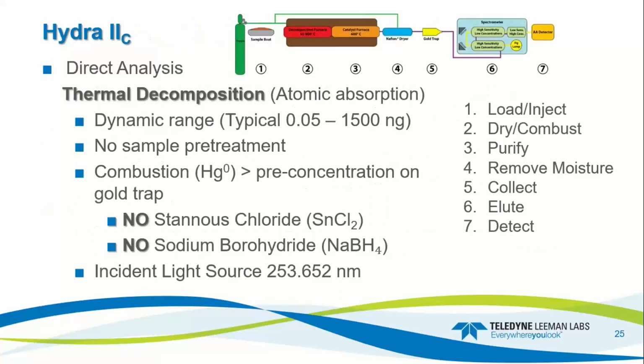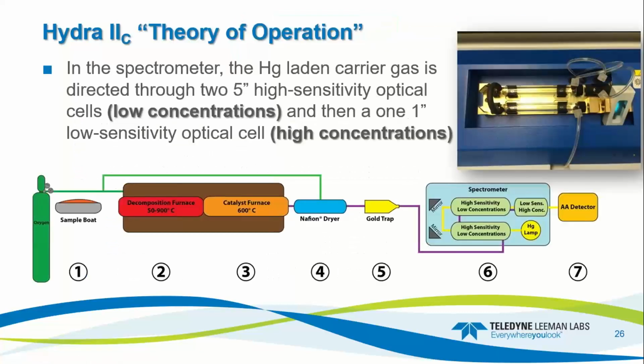So our system is pretty basic, 7 steps. You basically load, inject, dry, combust, purify, remove that moisture, collect, elute, and detect. And there's 7 sections within the system. Your sample boat goes in, combustion and dry furnace are all the same, and then catalyst over to the Nafion drying system, which removes the moisture, off to the gold trap, detector, and cells within the detector for measuring the mercury.